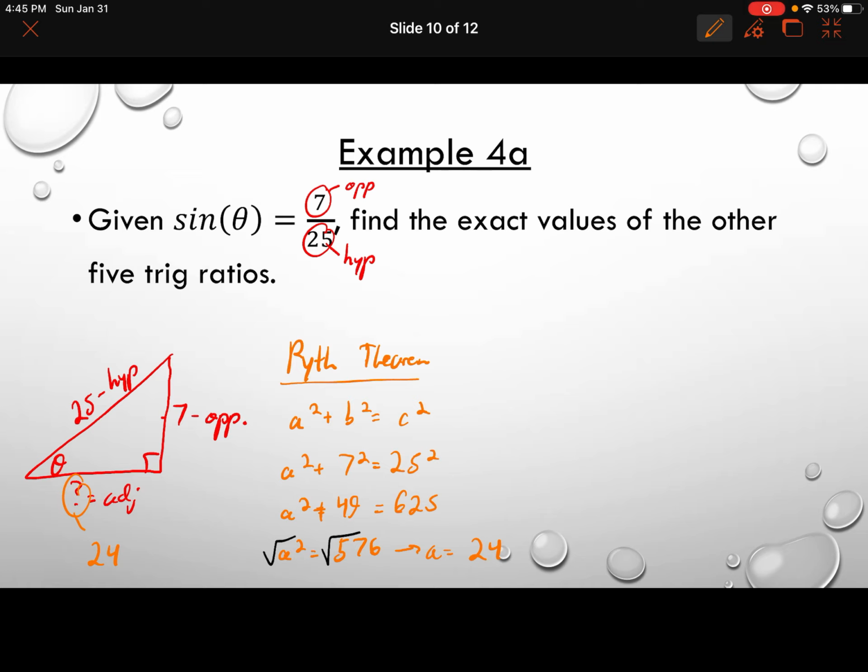Okay? So now we can do the other 5 trig ratios. So let's do cosine. Remember, cosine is equal to adjacent over hypotenuse. So adjacent is 24, hypotenuse is 25. Now let's do tangent. Tangent is equal to opposite over adjacent. Opposite is 7, adjacent is 24.